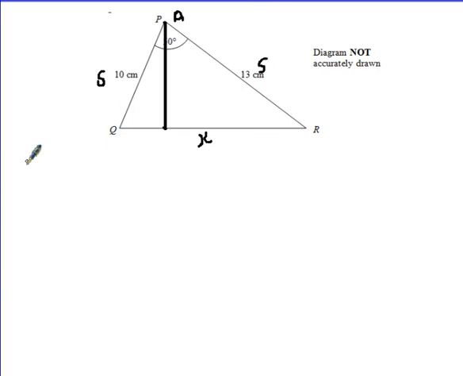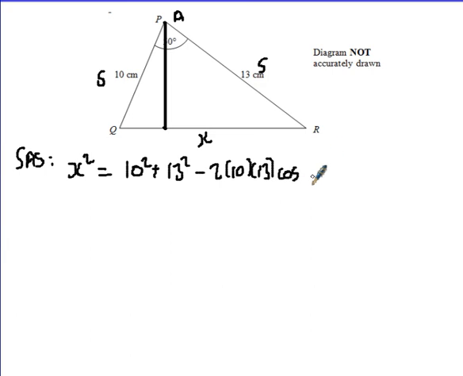Side angle side means you can do one of two things. You can either do the cosine rule or the sine rule, or the area, sorry. So we're going to use the cosine rule here. That one is on the formula sheet. X squared, which we're looking for, is equal to 10 squared plus 13 squared minus 2 lots of 10 times 13 cos of 50. So 10 squared plus 13 squared minus 2 lots of 10 times 13 cos of 50.